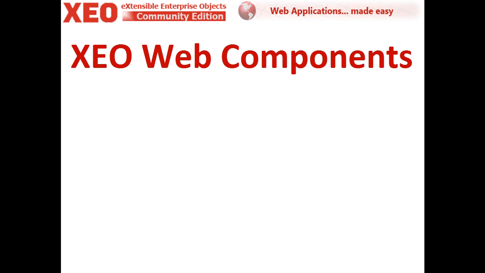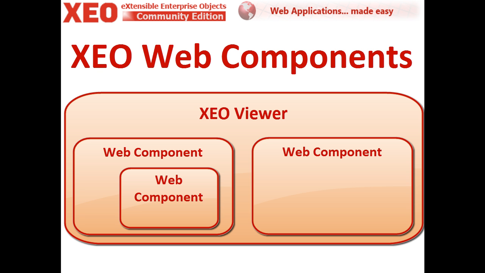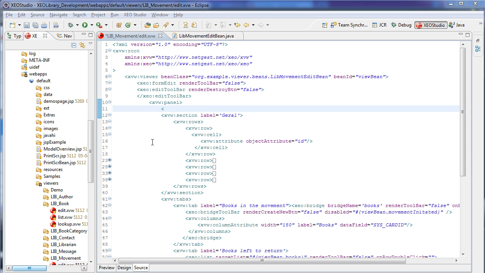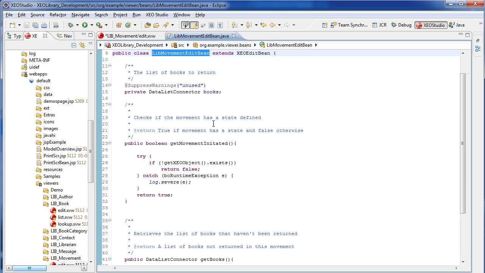The viewer layer of the XEO framework is known as XEO Web Components. In order to interact with an XEO application, you can create XEO viewers, which are basically containers for XEO Web Components. Each viewer is declared using an XML syntax where you lay out existing components to achieve the desired result. The viewer also has a backing bean, also declared in the XML, where you can control component behavior and data sources.